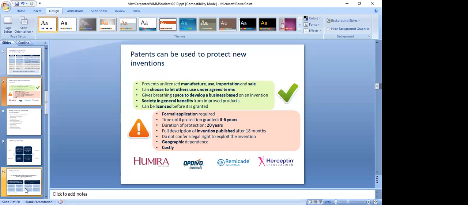The duration of protection is always 20 years, for both a general patent and a design patent. And it does not confer a legal right to exploit the invention. Okay, it is geographically dependent and costly. So these are the cycles, whatever things I explained there.